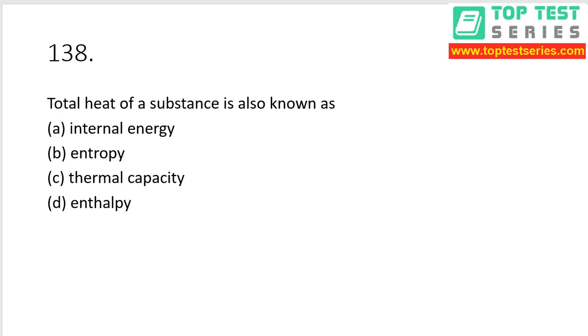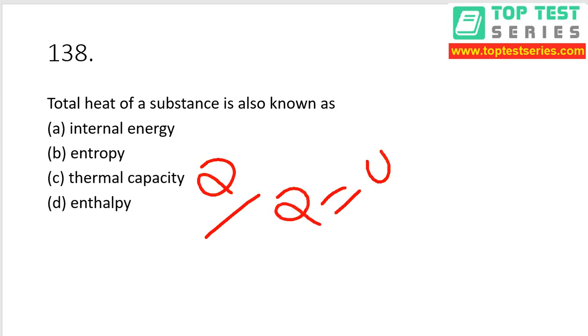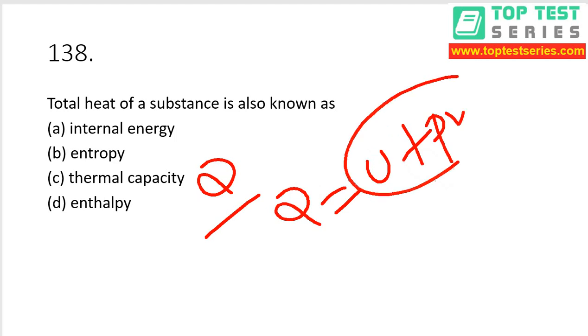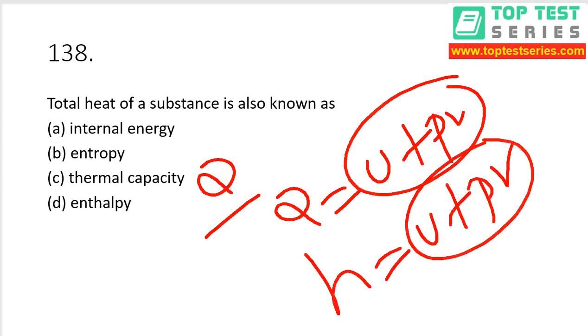Question number 138. Total heat of a substance is known as, right? So my dear, it is talking about heat. It is known as what, my dear? We know that H is equal to U plus PV. So it will be equal to enthalpy.